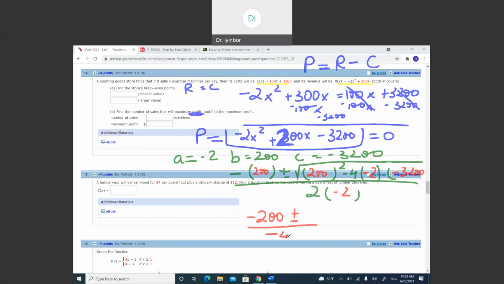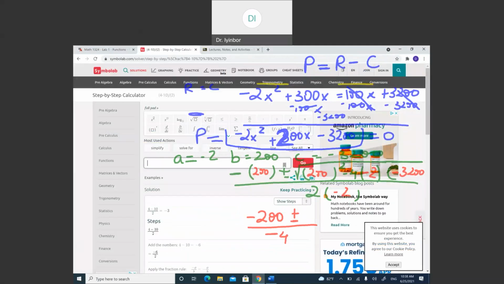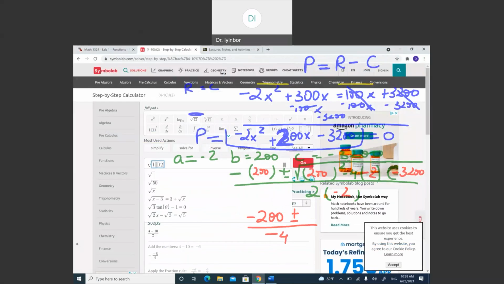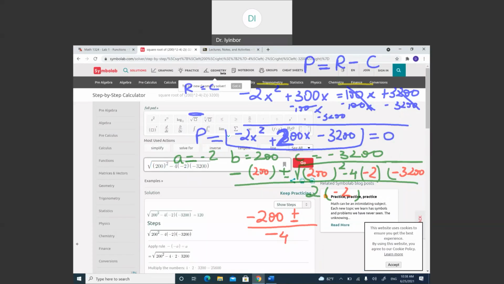So let's see what the square root is going to give me. I'm going to go here and do the square root first. I have to enter square root, and then parentheses 200 plus the parentheses squared minus 4 times negative 2 and negative 3200. And that will give me, the square root is going to be 120. So the square root gives me 120.